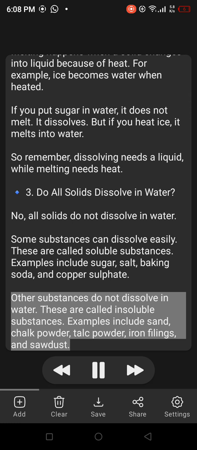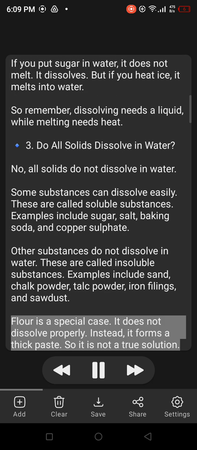Other substances do not dissolve in water. These are called insoluble substances. Examples include sand, chalk powder, talc powder, iron filings, and sawdust. Flour is a special case. It does not dissolve properly. Instead, it forms a thick paste. So it is not a true solution.